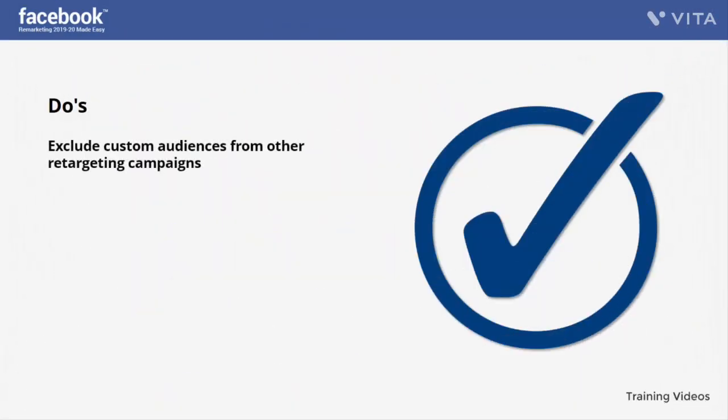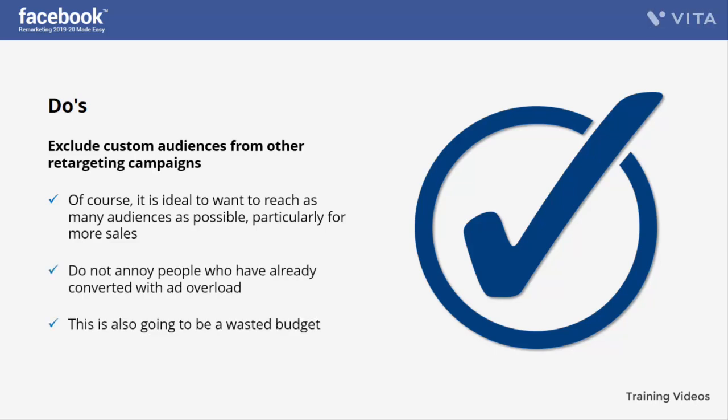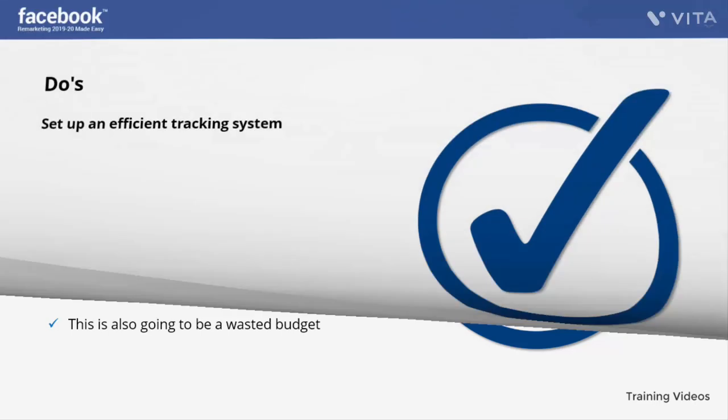Do's. Exclude custom audiences from other retargeting campaigns. Of course, it is ideal to want to reach as many people as possible, particularly for more sales. But be careful not to get carried away with remarketing. Do not annoy people who have already converted with ad overload. This is also going to be a wasted budget. Therefore, be sure to exclude anyone who has already converted from the list of your targeted users.